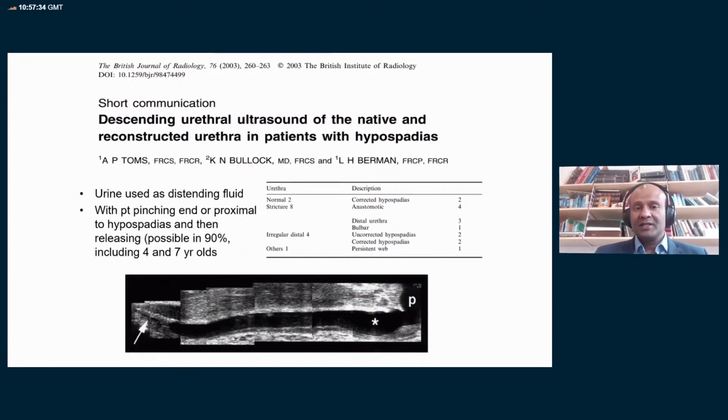And this was a further publication from our unit where, again, patients were pinching the end of the urethra as they voided. They found that this was possible in 90% of the patients, including very young children. And they showed very good anatomical descriptions of distal urethral stricture disease. You can see a nice reconstructed image from ultrasound on the bottom there. And you can see with the white arrow the narrowing of the distal urethra. The star there is the bulbar urethra and the P is the prostatic urethra.